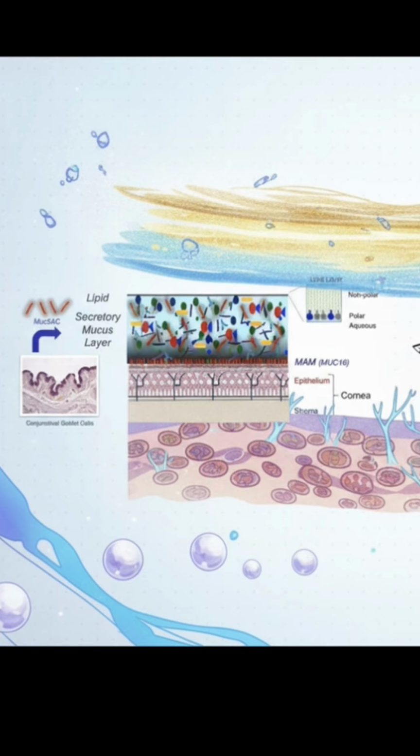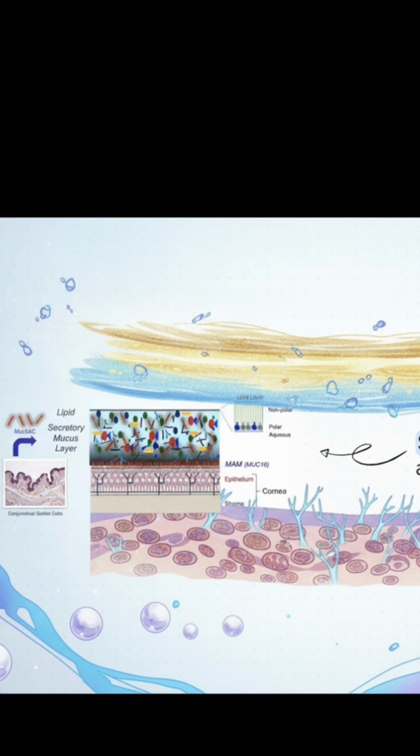The middle aqueous layer is secreted mainly by lacrimal glands. It supplies oxygen, nutrients, growth factors and antimicrobial proteins to the ocular surface. The innermost mucin layer is produced by conjunctival goblet cells. This layer allows tears to spread evenly across the cornea and promotes tear film stability.